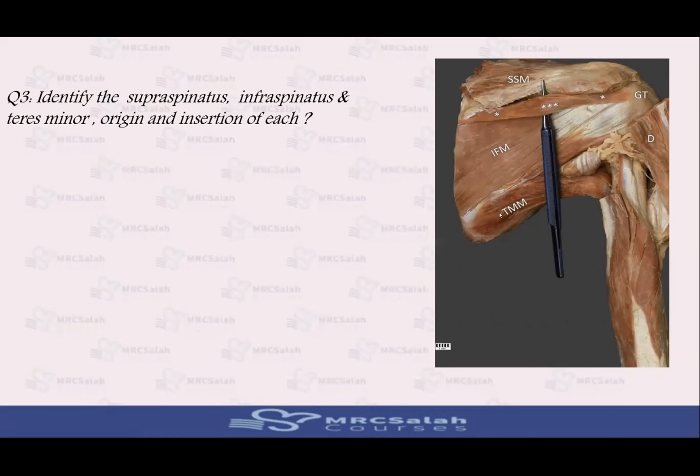Okay. Can you tell me the origin and insertion of each of these muscles? Supraspinatus origin is the supraspinatus fossa of the scapula. Infraspinatus origin is the infraspinatus fossa of the scapula, and teres minor origin is the lateral border of the scapula, and all of these insert into the greater tuberosity of the humerus. Okay.